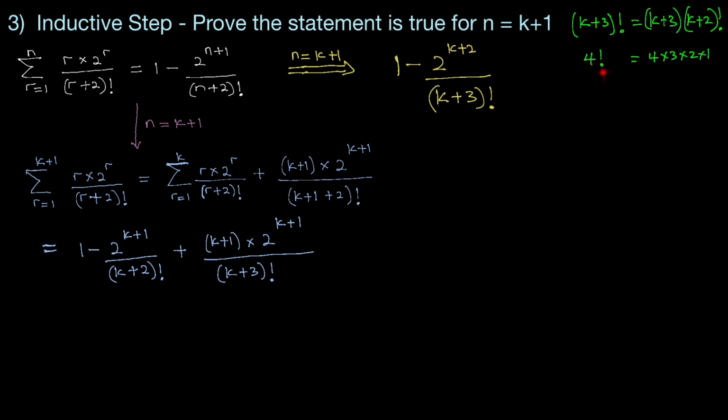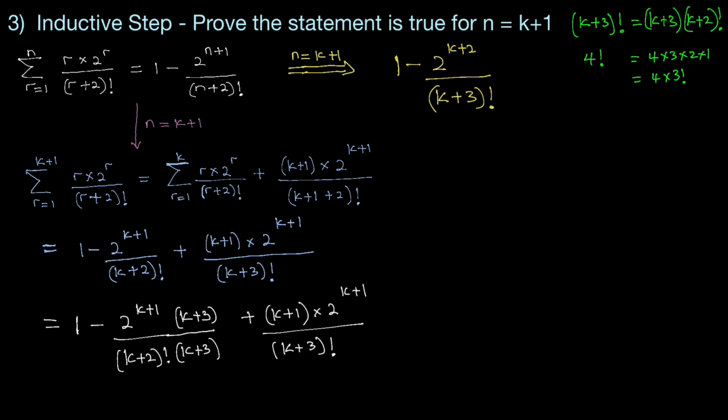Here's an example. 4 factorial is 4 times 3 times 2 times 1, and we can rewrite that as 4 times 3 factorial, because 3 times 2 times 1 is 3 factorial. So you can see, if you have 4 factorial, you still get 4 times 3 factorial. Hence, that's what's happening here. So this will be k plus 3, which is the 4, and then 1 less, which is 3 factorial, that is (k plus 2) factorial. I need to change that to (k plus 3) factorial by multiplying this by (k plus 3) and that by (k plus 3), and then plus this one here. So the denominator is (k plus 3) factorial.